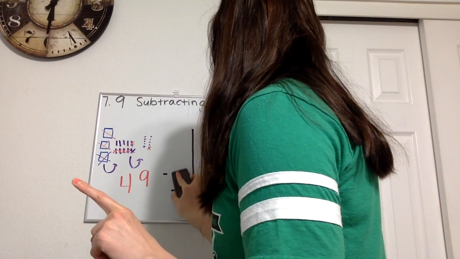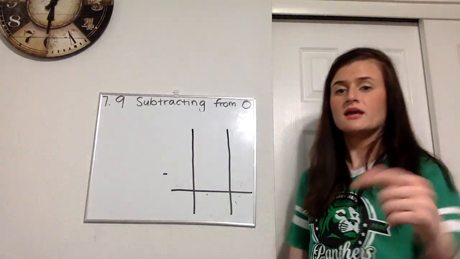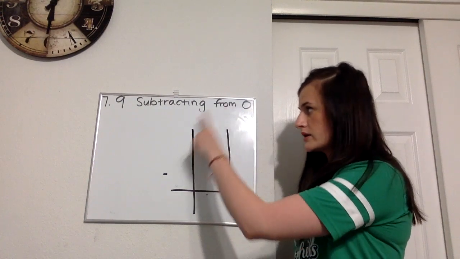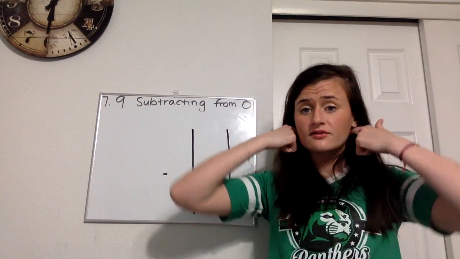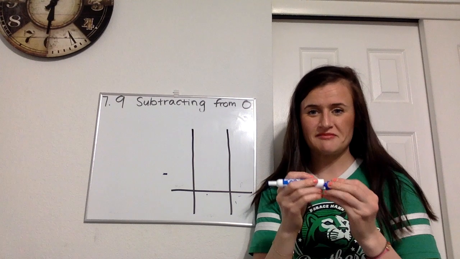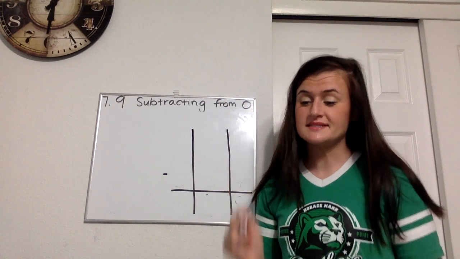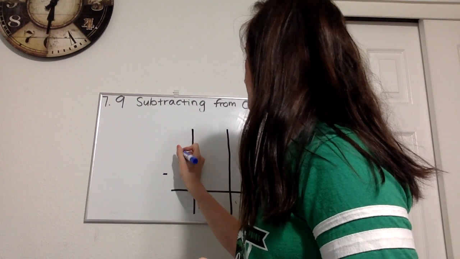All right, second grade, welcome back. If you would like to draw our lines to separate our hundreds and our tens, you can. If you don't need to, don't do it. Our first problem that we're going to do together is 600 subtract 139.